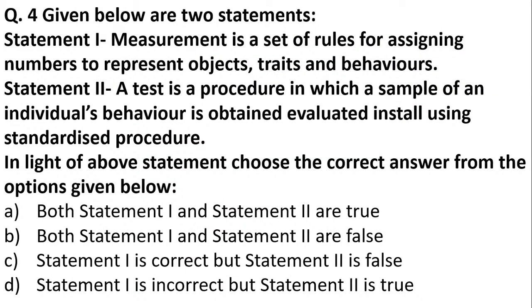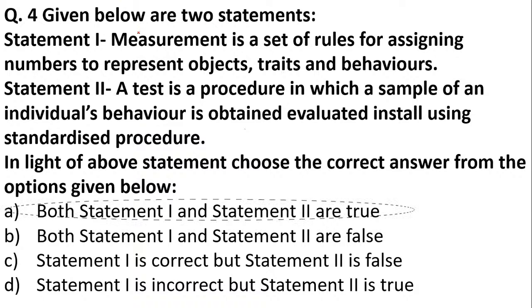Measurement is a set of rules for assigning numbers to represent object traits and behavior. A test is a procedure in which a sample of an individual behavior is obtained and evaluated using standardized procedure. So in this question, again, you have to tell if both are correct or if one is correct. So in this question, the right answer is option A.